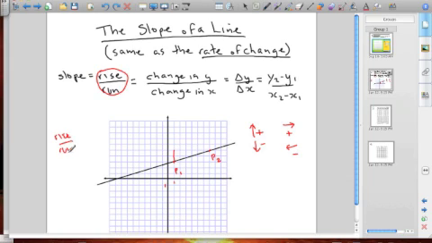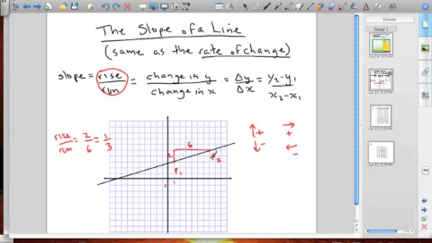I'm going to write down rise over run. I'm rising 2, positive 2 because I went up. Now I'm running 1, 2, 3, 4, 5, 6. 2 over 6. Simplify this fraction. Do not turn it into a decimal. It is 1 over 3.